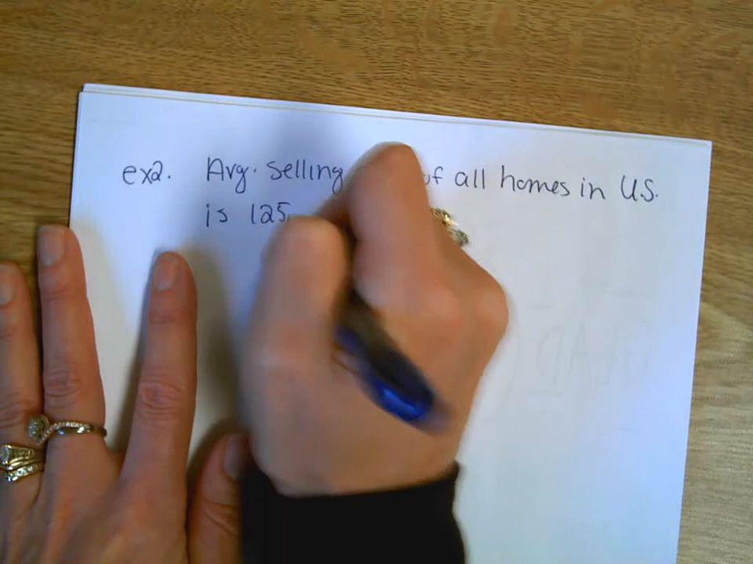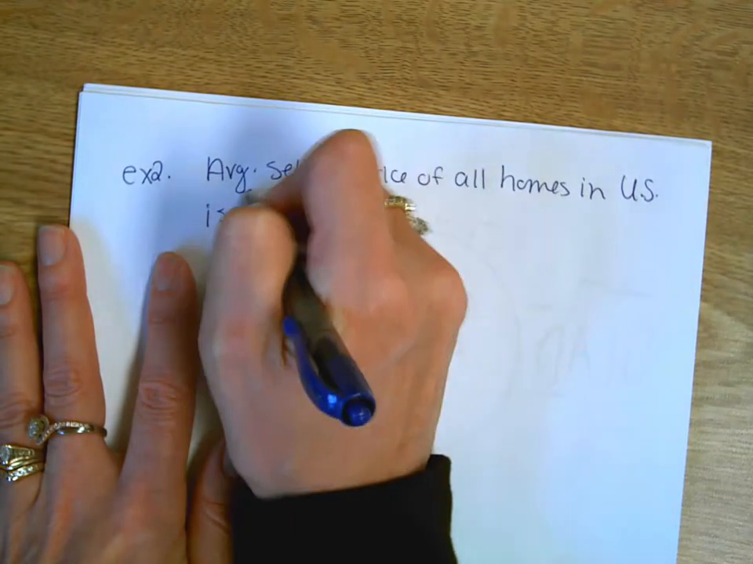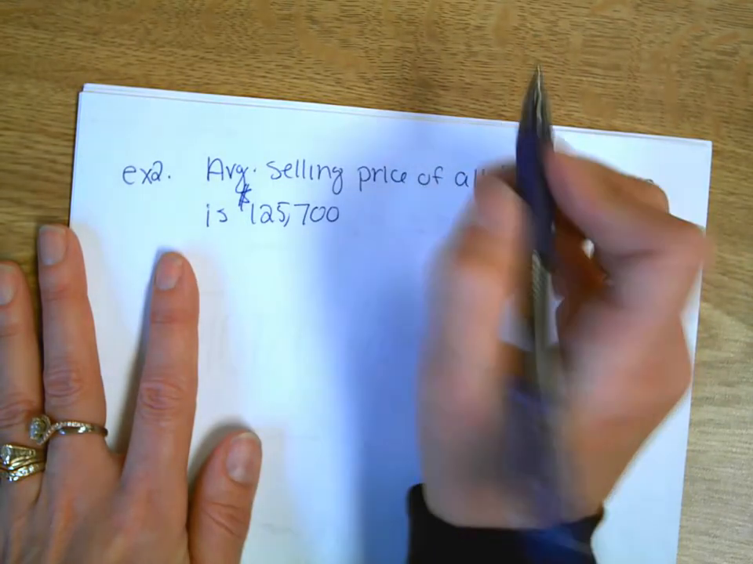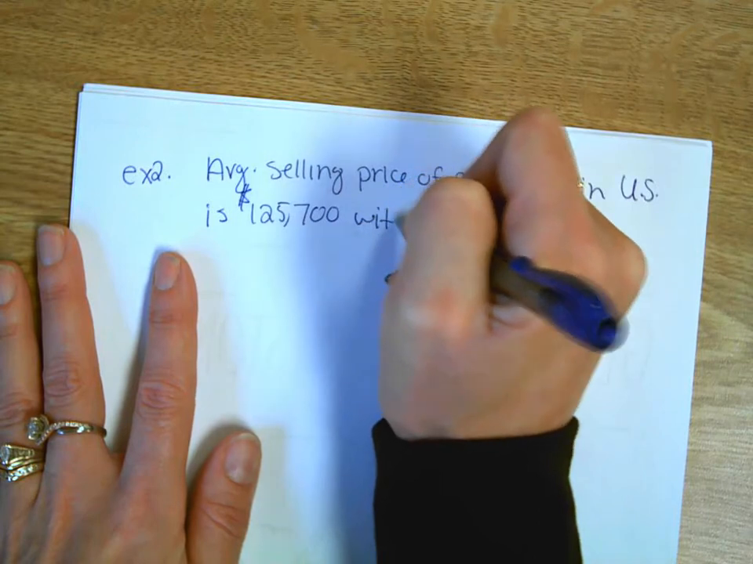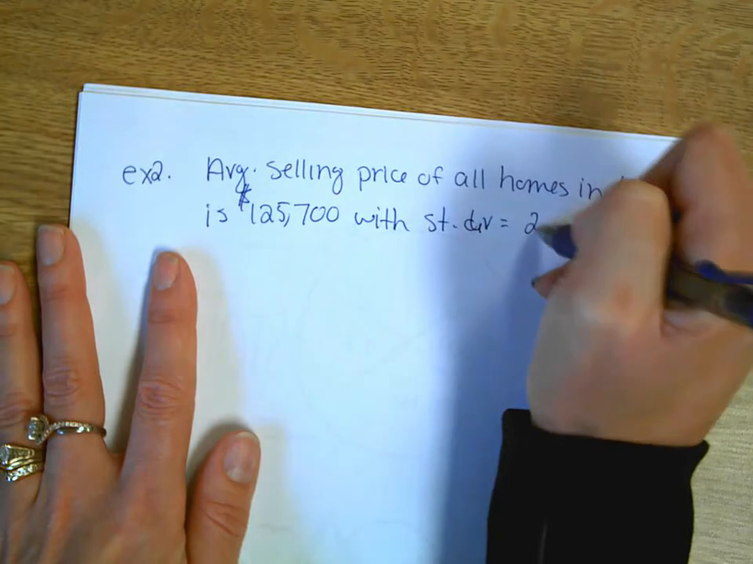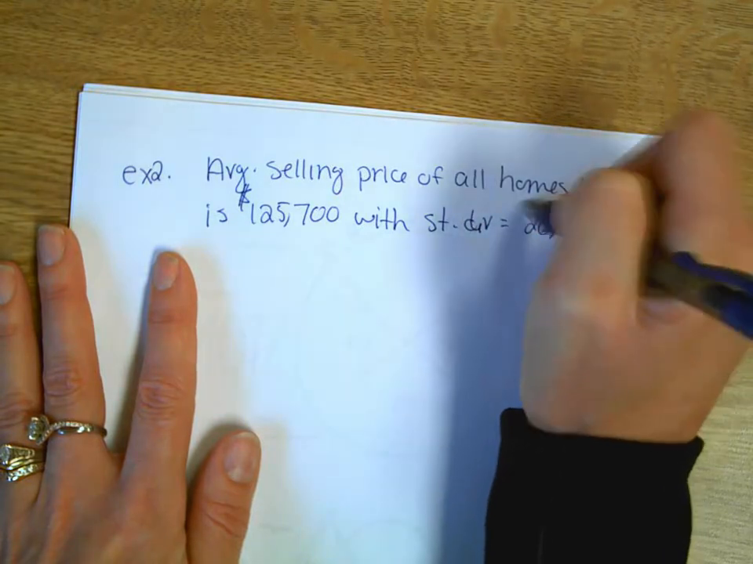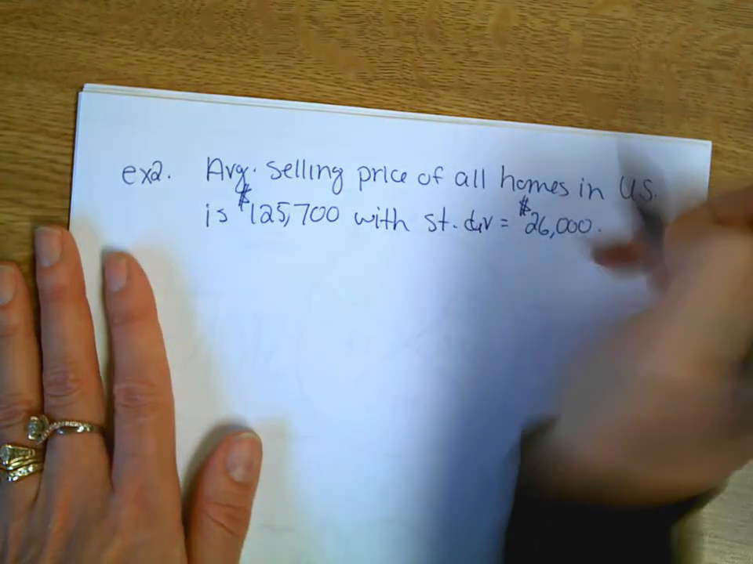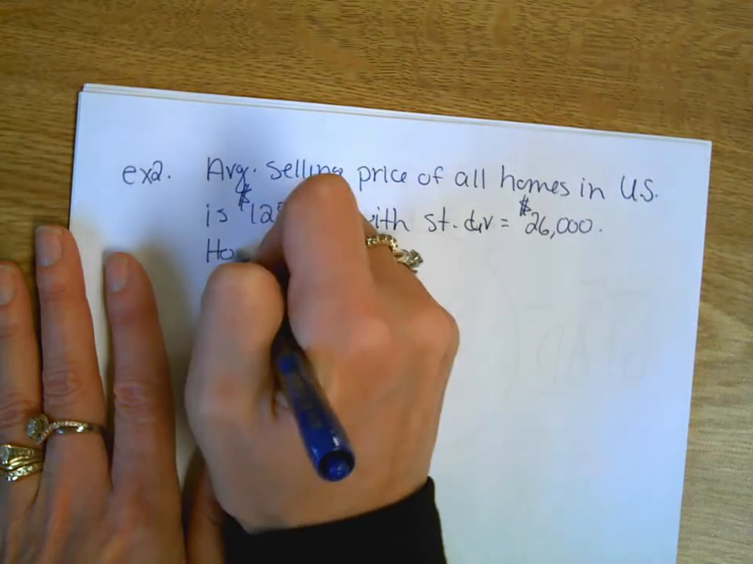The mean is $125,700, and this was, remember, back in the late 90s. So I'm sure it's higher. With standard deviation $26,000. Home prices are normally distributed.